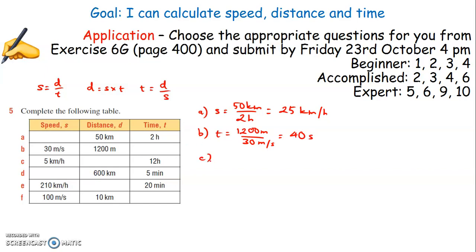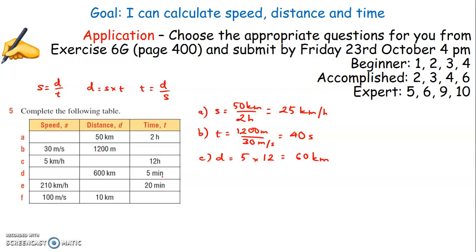Next, we've got C. For C, we're calculating distance, so speed multiplied by time. So 5 multiplied by 12, and that's going to calculate out to be 60 kilometers.